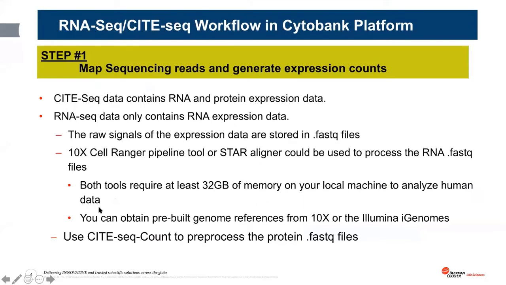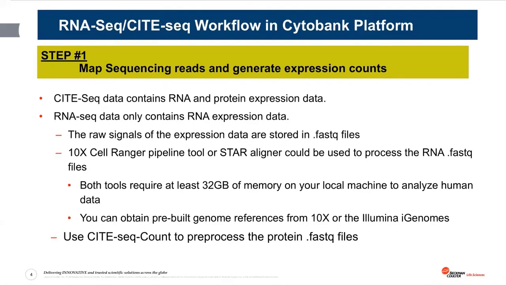So next, I would like to go into a little bit more detail to discuss all 3 steps that we proposed for this CITE-seq workflow. So again, in step 1, the main purpose of this step is to map the raw sequencing reads to the reference genome and then generate expression counts. One thing I would like to mention is that CITE-seq data contain 2 parts of expression information, the RNA-seq and protein. And single-cell RNA-seq data will only contain the RNA-seq expression data.